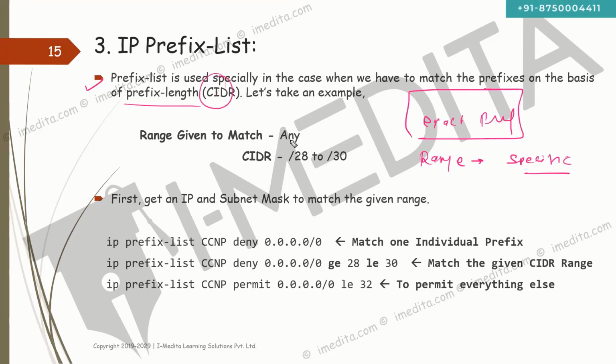So in Prefix-List, let's say, for example, we are given a range: in the entire routing table, we have to block those prefixes that are coming on the CIDR /28, /29, and /30. And maybe in the entire routing table, we need to permit only those prefixes that are coming with the CIDR to the CIDR.